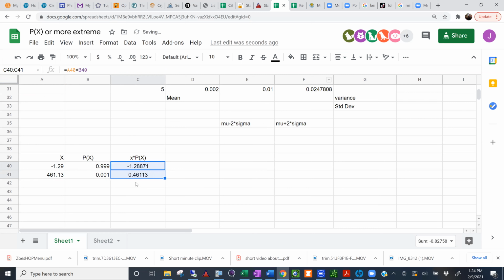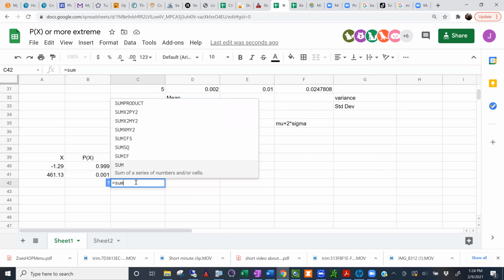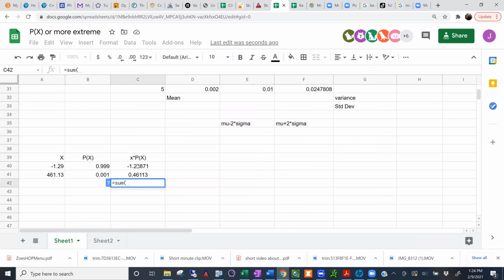Now, by themselves, I don't necessarily really want those numbers, or it's not what I'm looking for. I want the total of those. So I'm going to sum up these two numbers. Yay. There you go. You should be getting negative 0.82758, etc.